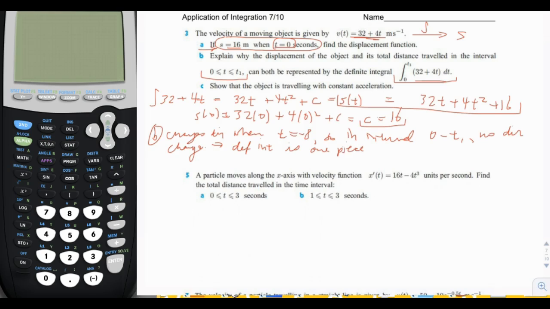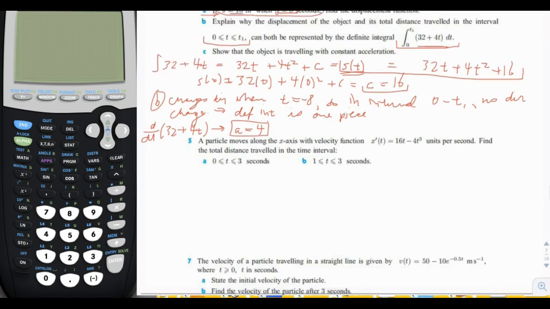Show that the object is traveling with constant acceleration. Okay, remember that from velocity to find displacement, you take the integral. Now, if you have the velocity and you want to find the acceleration, remember that you find the derivative. So you could actually find the derivative of 32 plus 4t. The derivative of 32 is 0. The derivative of 4t is 4. So the acceleration would be equal to just 4. So we just showed this constant acceleration.